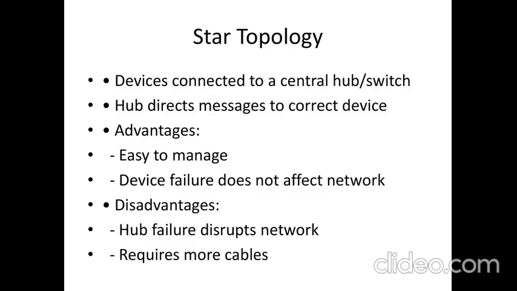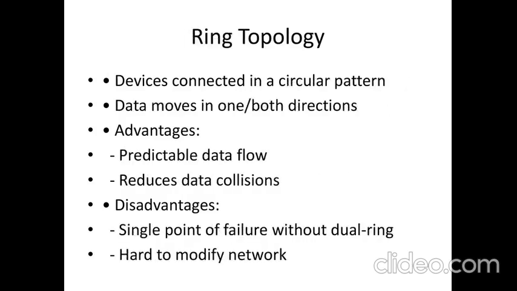2. Star topology. All devices connect to a central hub or switch. Pros: easy to troubleshoot, fast data transmission. Cons: hub failure affects the entire network.